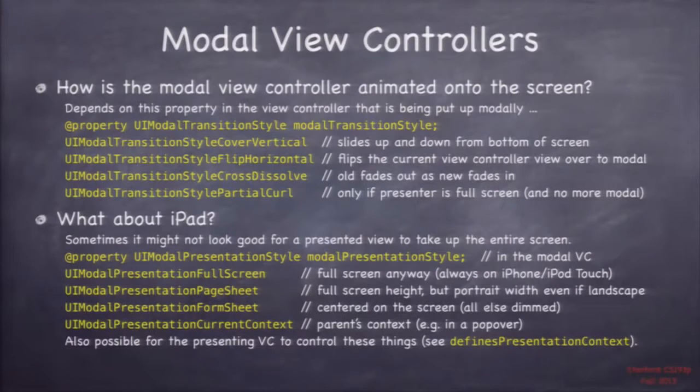There's page sheet and form sheet, which are just different size versions of the thing on the iPad. The rest of the iPad screen will be dark gray, kind of grayed out like a popover's background is. And then it'll show up one's portrait size and one's a little smaller. And then the current context is an interesting one. If you have a view controller in a popover, and that view controller does modal, then if it's current context, which is the default, it'll appear inside the popover. So it'll be modal inside the popover. You see what I mean? So it's going to keep the same context as the view controller that presented it.